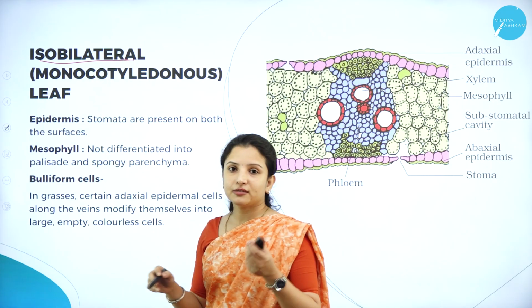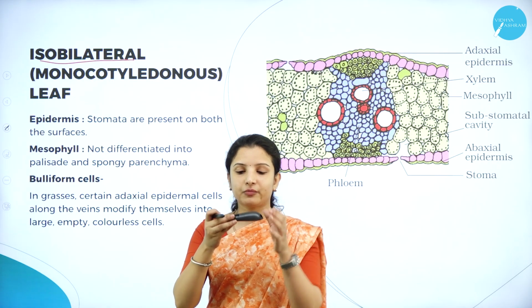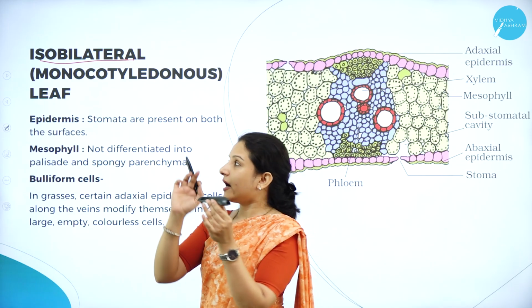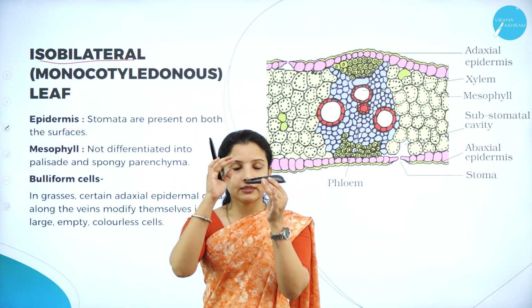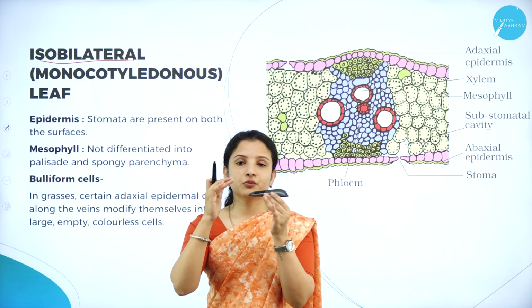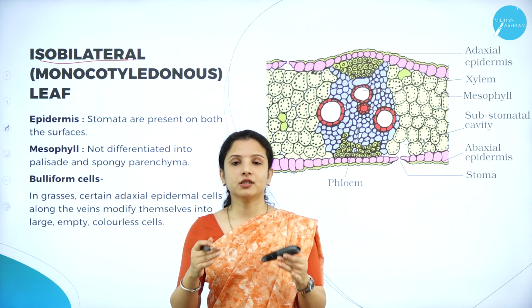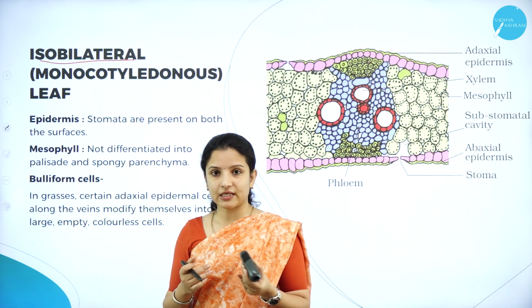Bilateral. Bi means two. Bilateral means two sides. Iso means same. So the leaf has both sides which are similar in morphology. Therefore it is called an isobilateral leaf.